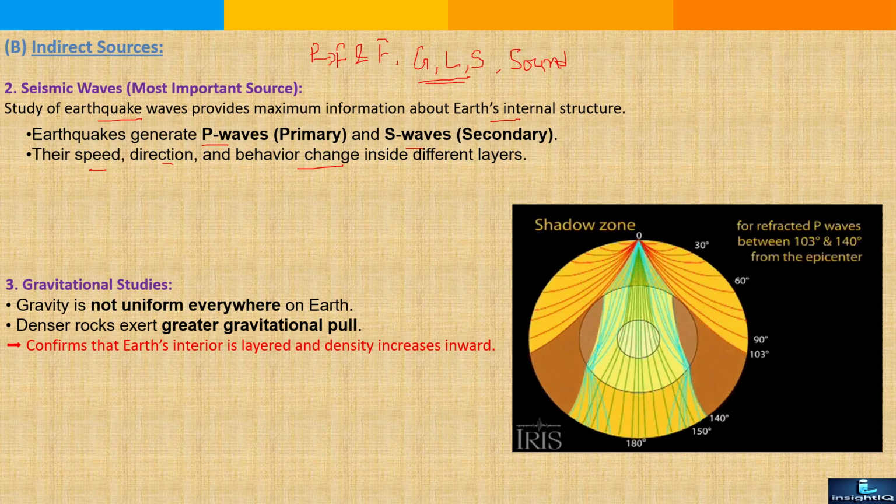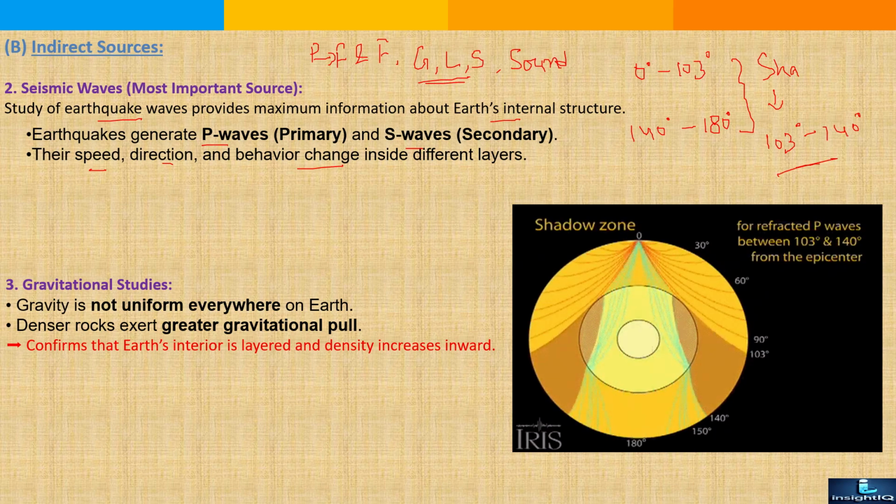If we discuss the P wave shadow zone, we receive P waves from 0 degrees to 103 degrees, and 140 degrees to 180 degrees. So basically, the meaning of that is the shadow zone of the P wave is between 103 degrees and 140 degrees. In this range we do not receive P waves.